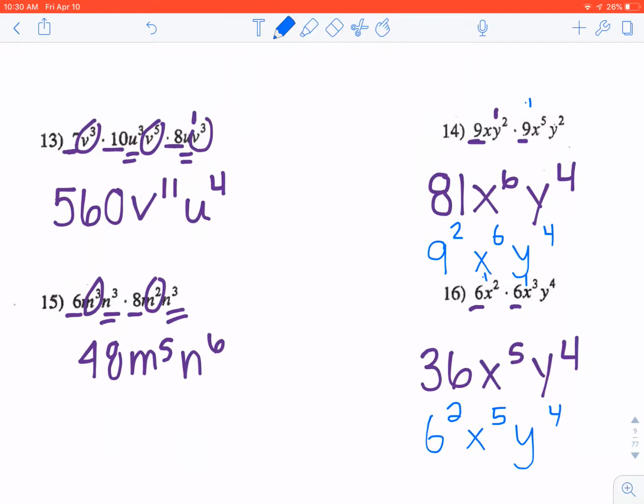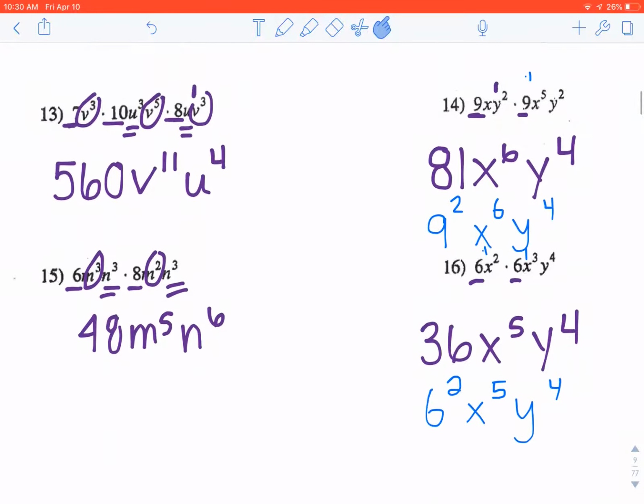Okay, 13 and 15, the coefficients in front were different, so you had to multiply those numbers through. The only time you're going to keep the base the same and add your exponents is when the base of those coefficients are the same. Okay, so if you have more questions on the warm-up, again, please email me.